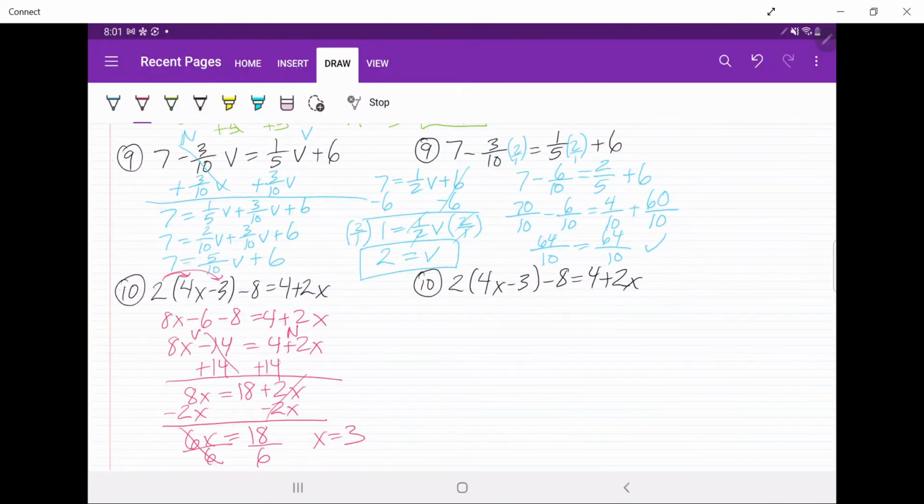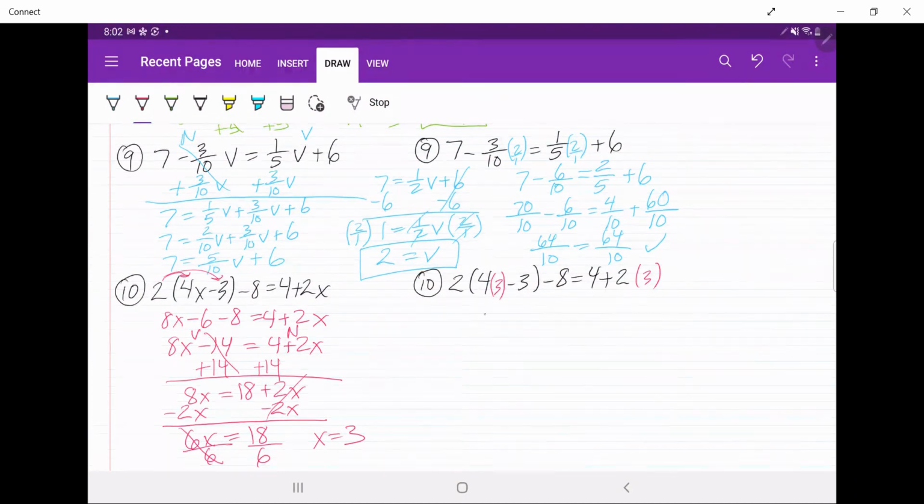To check our work, we replace x with the number 3. Every time we see x, we replace it with 3. Whoops, let me go back and write that in. I think it was a 2, yes. x and x was 3 again.